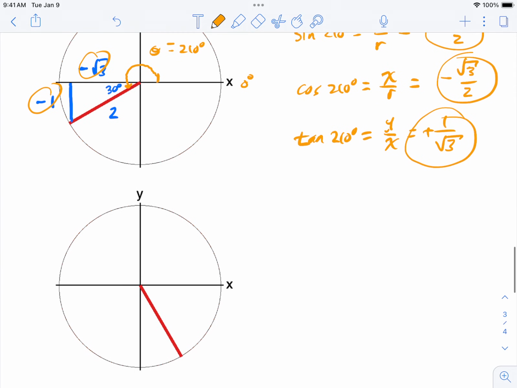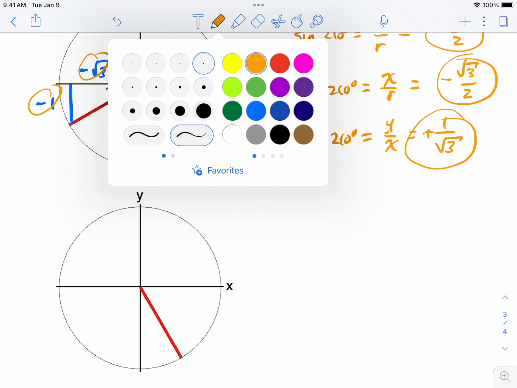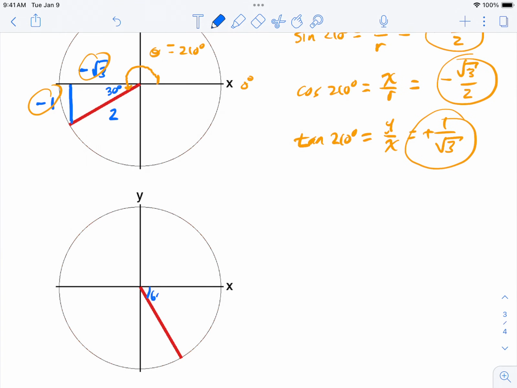Alrighty. This one, I meant to have a reference angle here of 60 degrees. I invite you to draw the reference triangle, figure out what the theta is that we're actually defining our trig functions for, and figure them out. What is the sine, cosine, tangent of that theta? Pause. Come back. Okay, reference triangle.